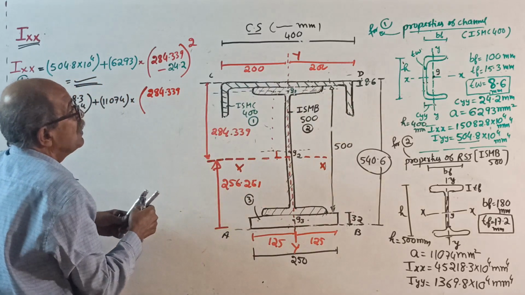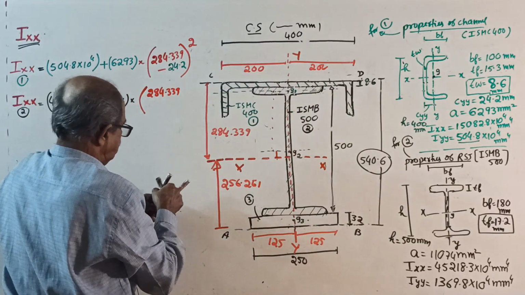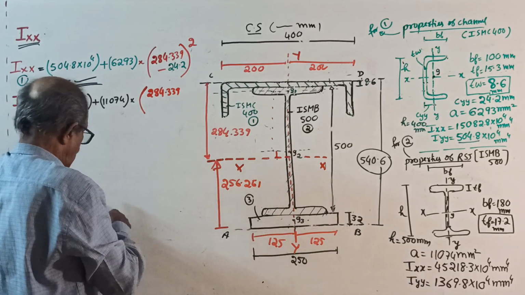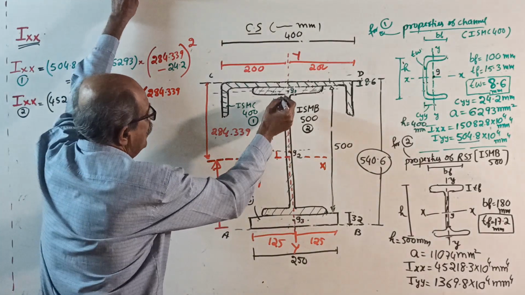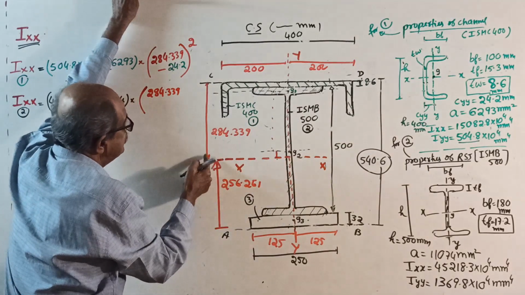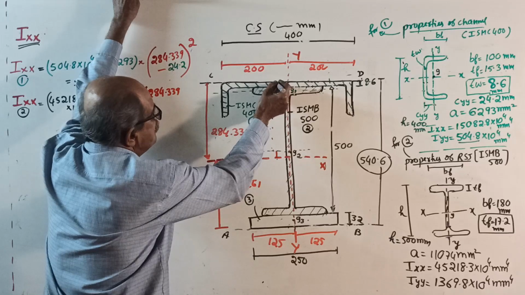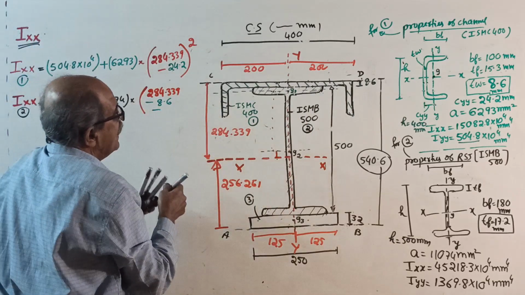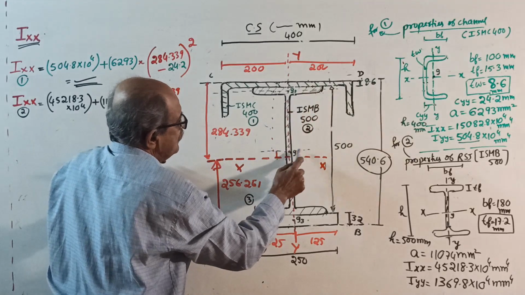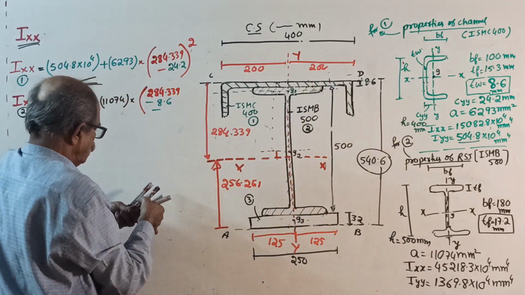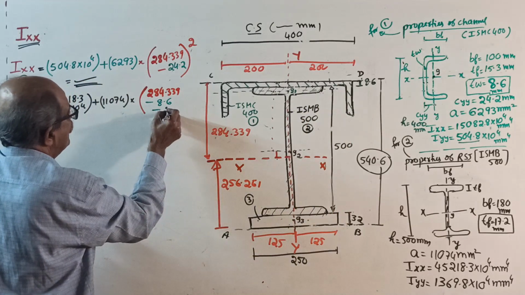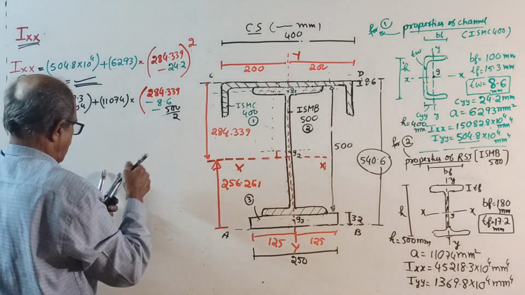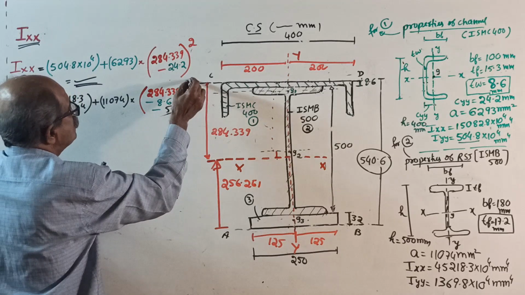Subtract this distance. That is a property of the channel. Where is the green color pen? Too many pens are there. Subtract, from G2 to here is this total distance, subtract this one, that is 8.6. Again subtract from here to the center, the total 500 is 500 by 2. That is the black color. Minus 500 by 2, by 2 whole square. Calculate.